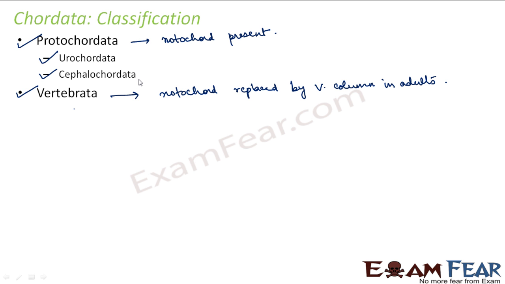Now this classification was based on where the notochord is present. So it was clear that in protochordata, notochord has to be present. It will never vanish. But where that notochord is present, based on that it was divided into two types, Urochordata and Cephalochordata. So now we will first discuss Urochordata, then we will discuss Cephalochordata, and at last we will talk about vertebrata.